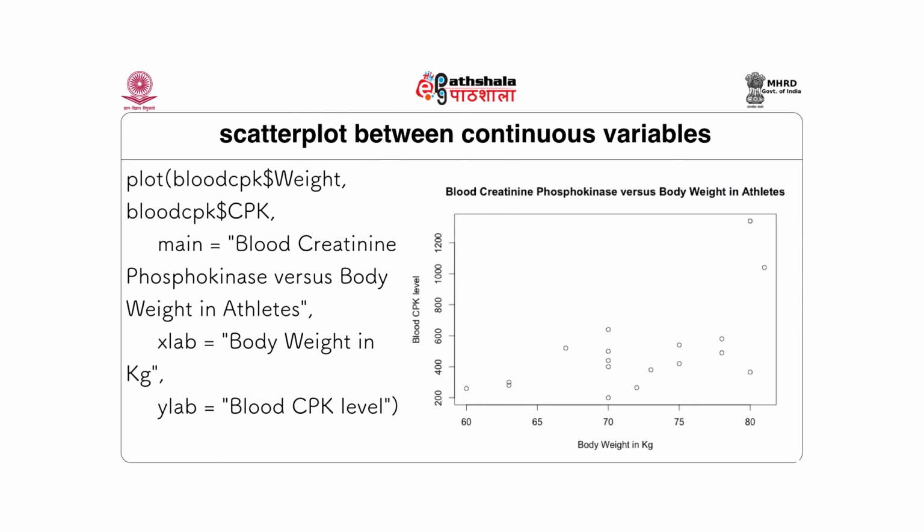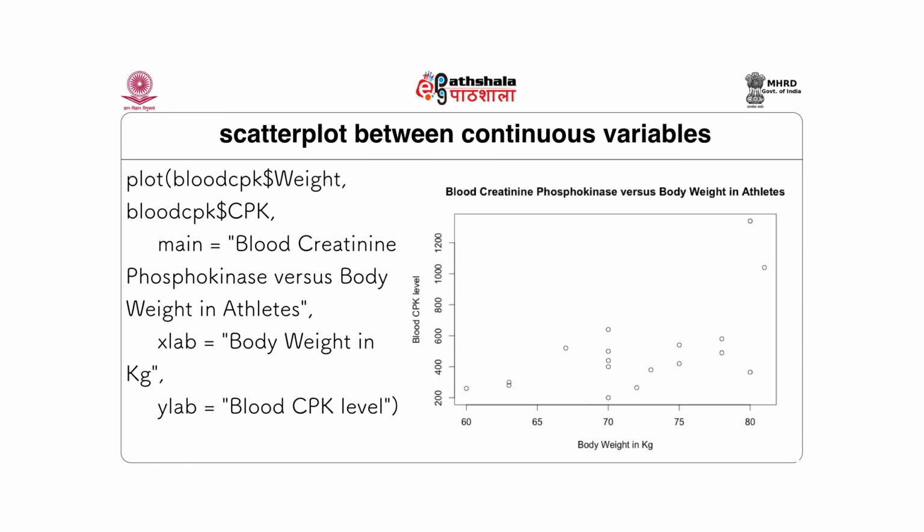I'll show you another data set, and this data set is on creatine phosphokinase in blood samples of a few people. And the idea was that we wanted to compare whether body weight could explain the creatine phosphokinase excretion. And so the blood creatine phosphokinase versus body weight in athletes. You can see that the body weight is given in kilograms, and blood CPK level is given in the y-axis.